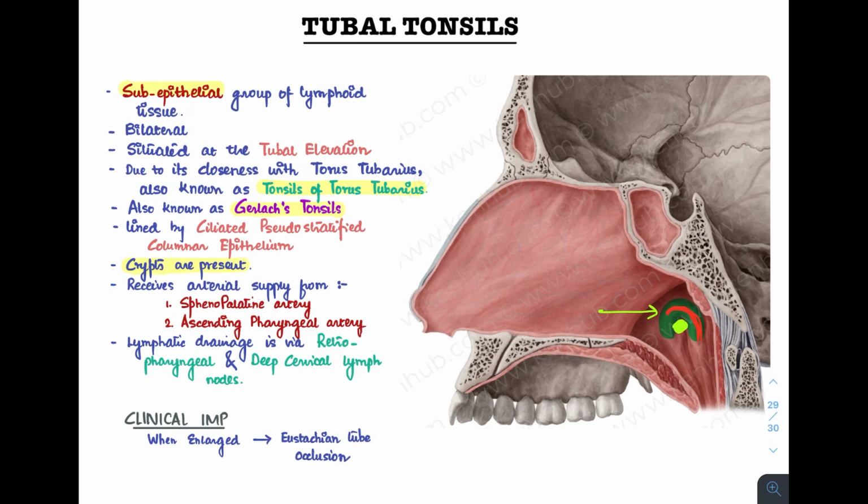So thus the only structure in the Waldeyer's ring which does not have crypts is the adenoids. This structure receives its arterial supply from the sphenopalatine artery and the ascending pharyngeal artery, and its lymphatic drainage goes into the retropharyngeal and the deep cervical lymph nodes.